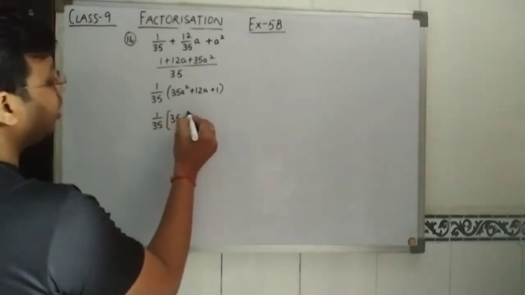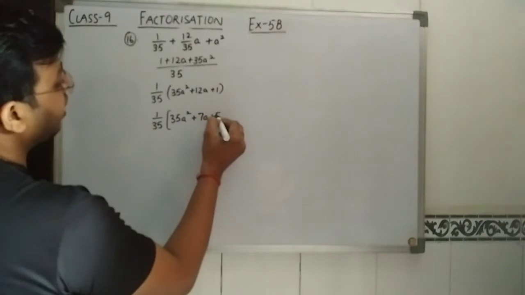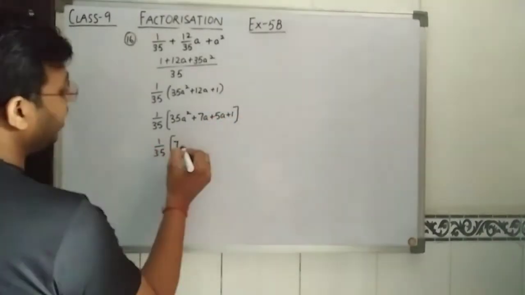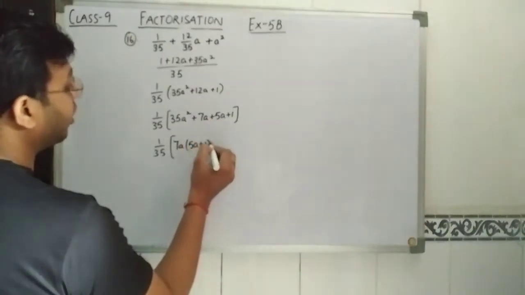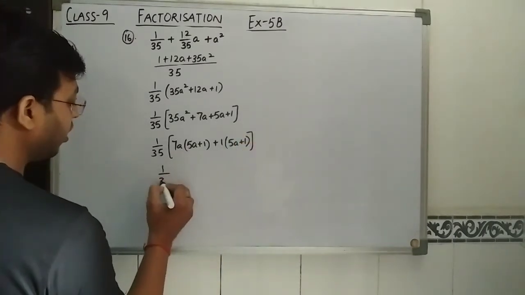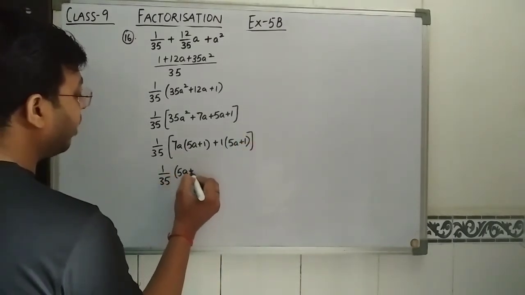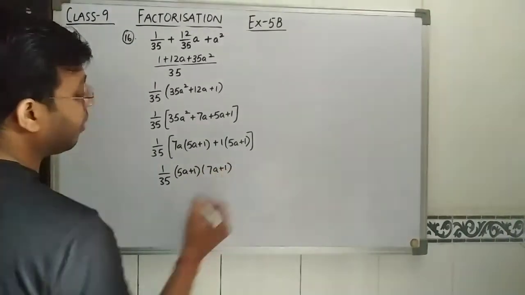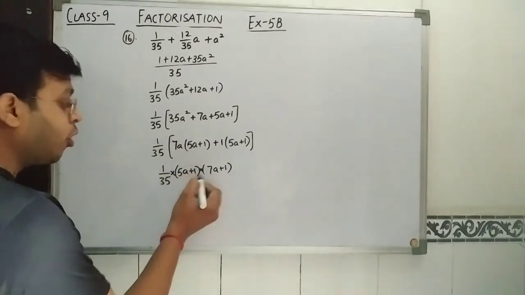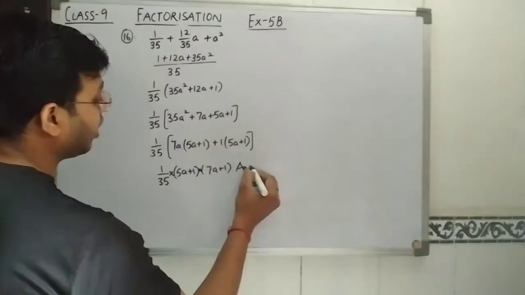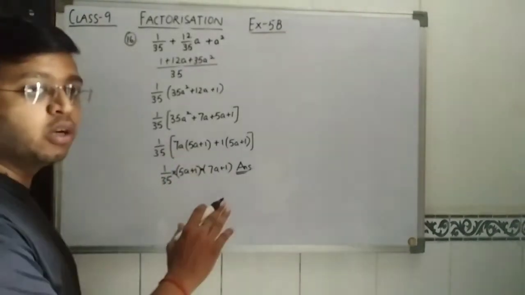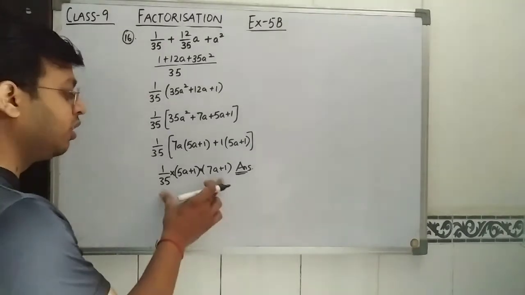So 7 and 5, 35a square plus 7a plus 5a plus 1. Now in the first two terms 7a is common, so the result will be 5a plus 1. In the last two terms nothing is common, so we take 1 as common, again 5a plus 1. So 1 upon 35, 5a plus 1 in the first bracket, 7a plus 1 in the second bracket. Now you can see all the terms are in multiplication form, in bracket form. So this can be written as the final answer. No other step is possible after this because nothing more can be done. More brackets cannot be made. So this is the simplest form.